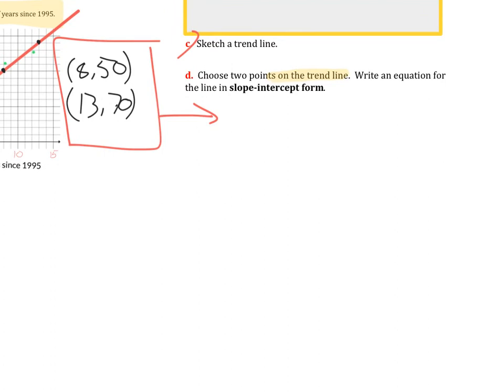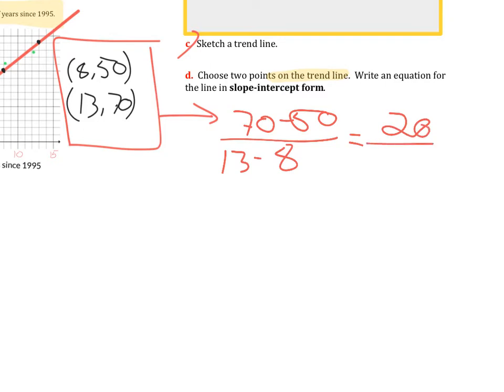So first I need to find the slope, change in y values, 70 minus 50. Ooh, that's supposed to be a 5. Sorry for the horrendous penmanship. Over change in x, 13 minus 8. Let's see, up top, that's going to be 20 over 5. Hey, clean number, sweet. I got 4.